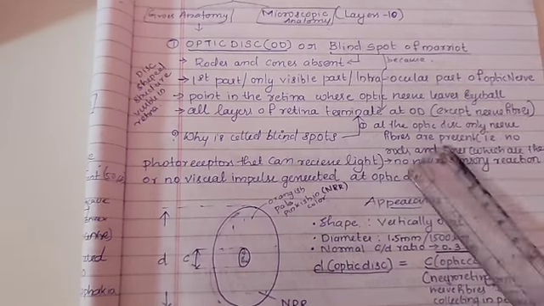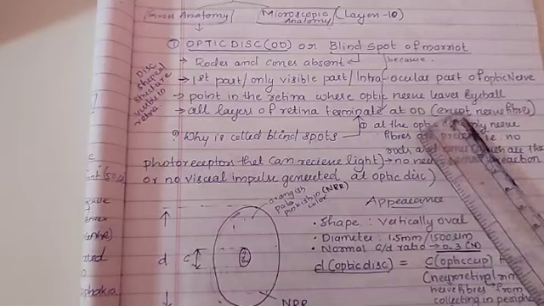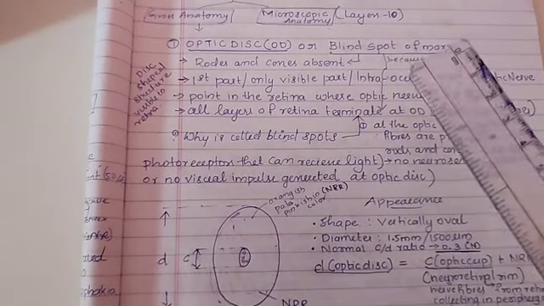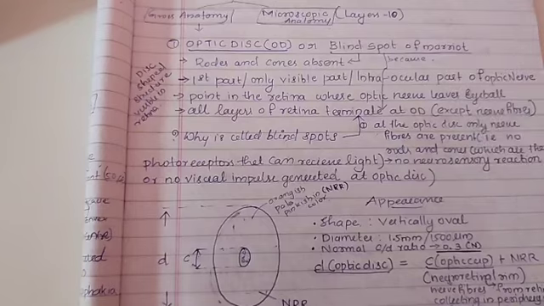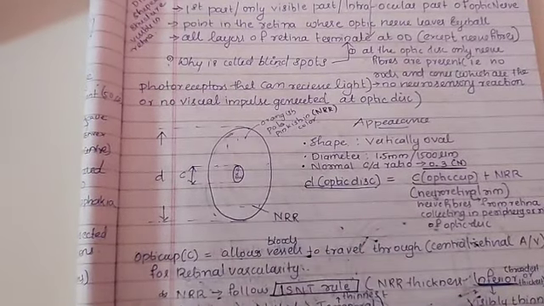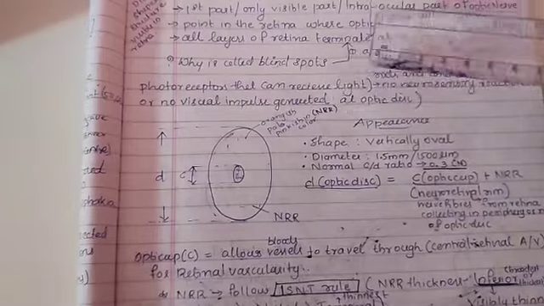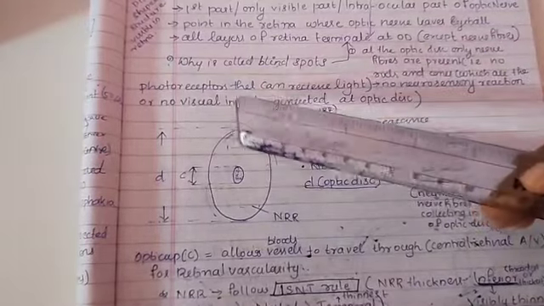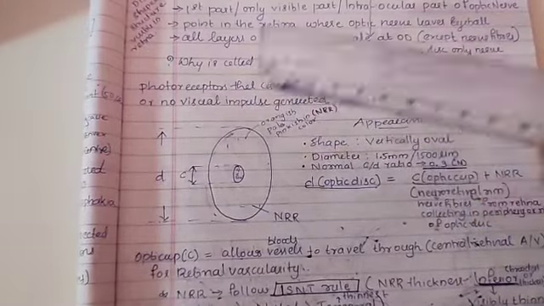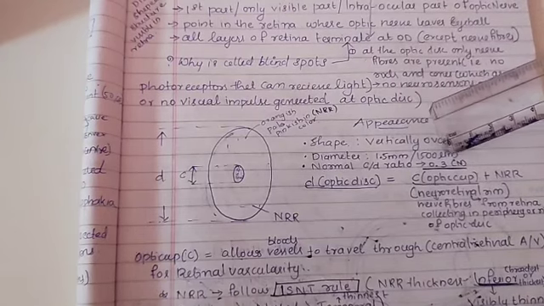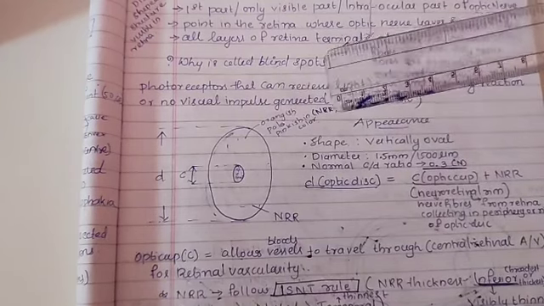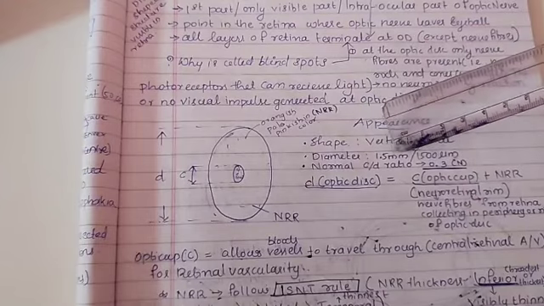So this is the introduction for the optic disc. We can see this structure in the retina as a disc-shaped structure. It is a vertically oval structure, and the diameter is about 1.5 millimeter or 1500 micrometer. Here there is a ratio given, that is the C by D ratio.